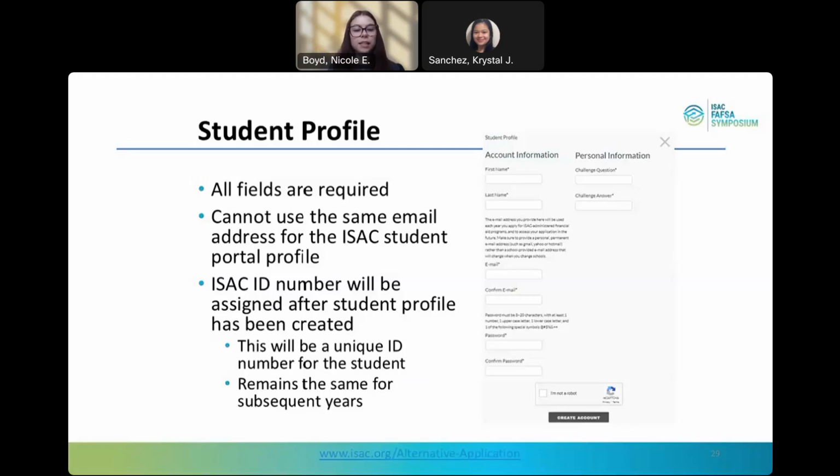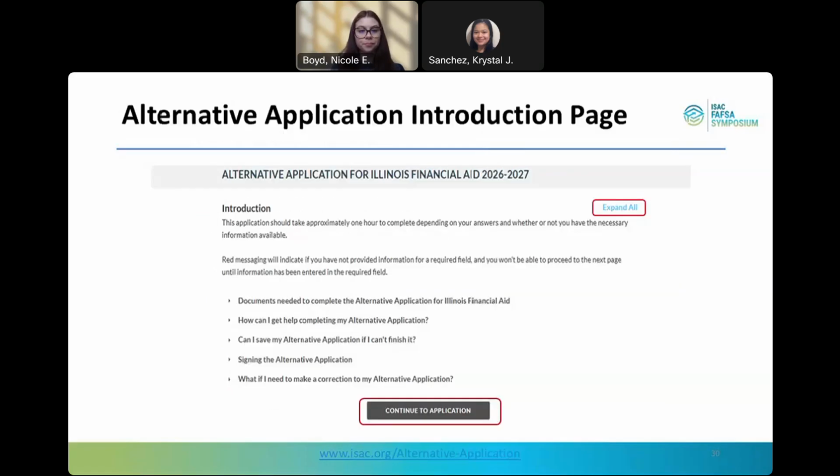This will be a unique ID number for that student, and it will remain the same for subsequent years. So if a student is going to continue to apply for aid for their following years of school, they will need to use that same ISAC ID number.